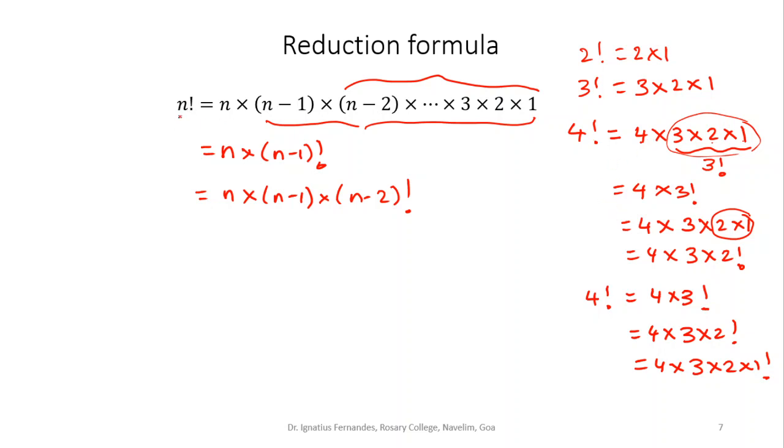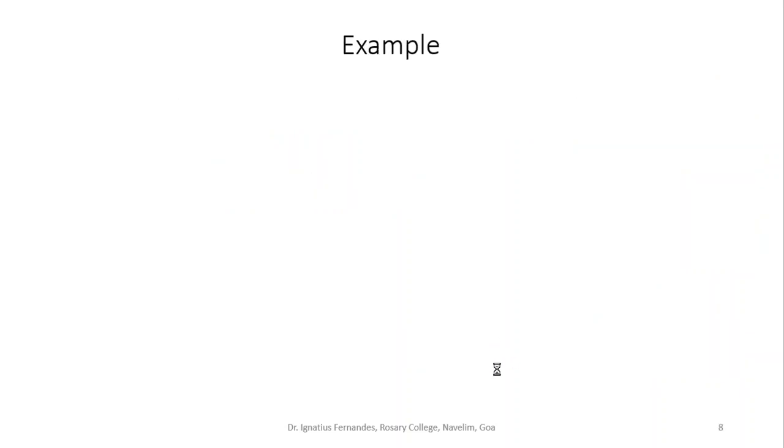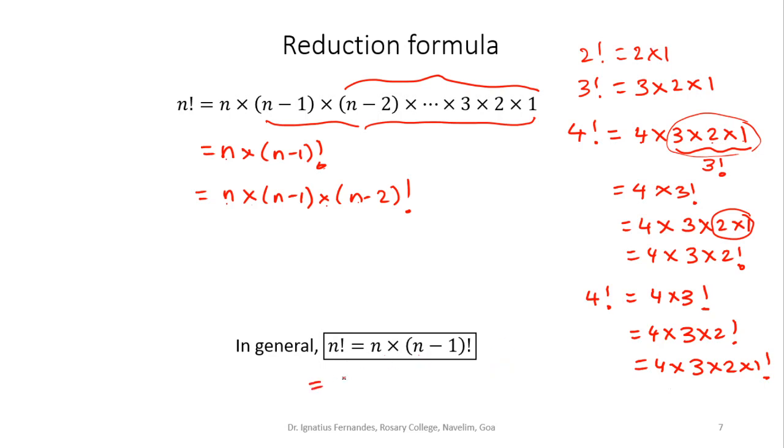The same way, 4 factorial is like 4 into 4 minus 1, that is 3 factorial. Or I can write it as 4 into 3 into 4 minus 2, that is 2 factorial. So in general, I can write n factorial is equal to n into n minus 1 factorial. Depending on our need, either I can stop at n minus 1 and write it as factorial, or I can go on and write this as n into n minus 1 into n minus 2 factorial, depending on till how much you want to simplify it.